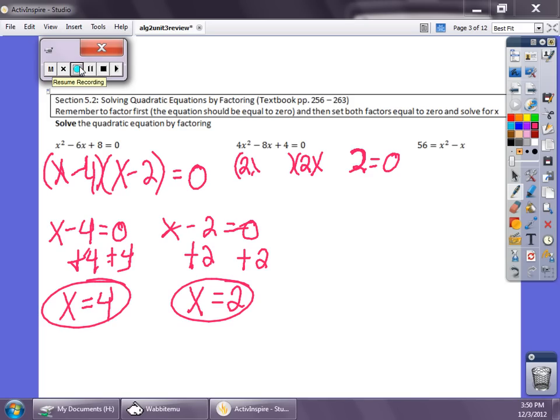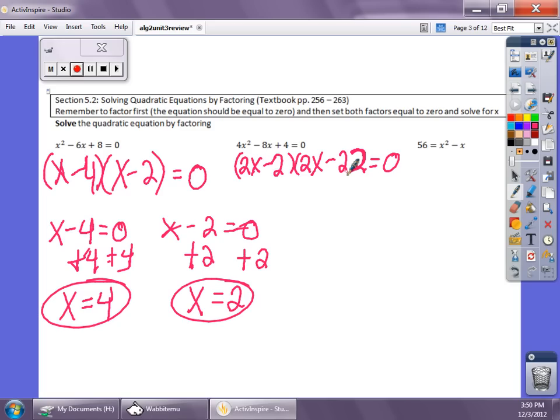This time, we have a coefficient on the x², so we can't use x and x. We need to use 2x times 2x. And now we need two numbers that multiply to give us a +4, and then whenever we FOIL it back out, we should get a -8x. I found that -2 and -2 works.